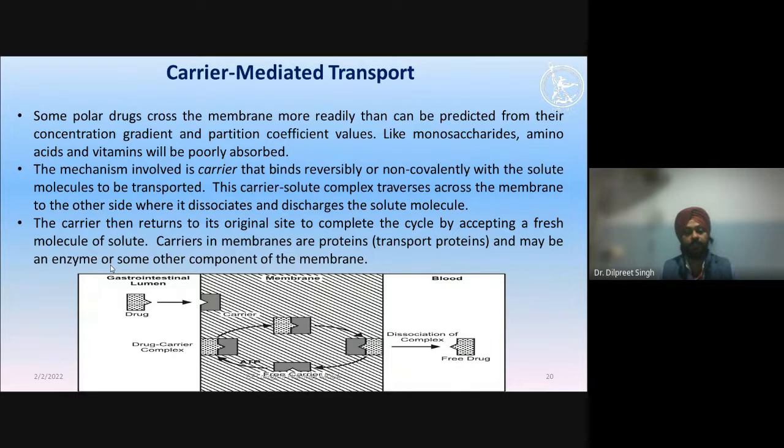The carrier then returns to its original site to complete the cycle by accepting a fresh molecule of solute. When another molecule is available, the carrier molecule picks up the solute molecule and transfers it again across the membrane. The carriers in the membranes are basically proteins, called transport proteins. Transport proteins include the endophospholipids, endolipoproteins, low density lipoproteins, chylomicrons, or enzymes like pancreatin, pepsin, and mucin. Mucin is one of the important components used by carrier mediated transport.